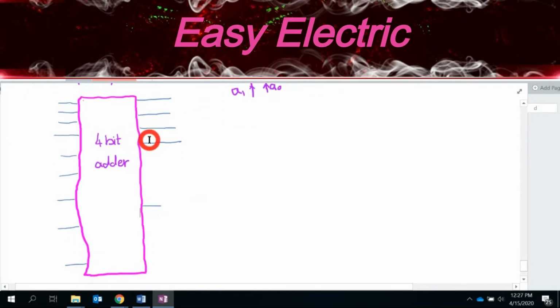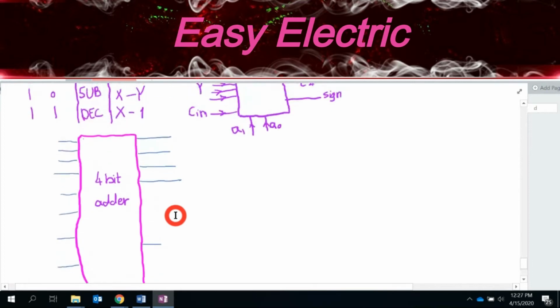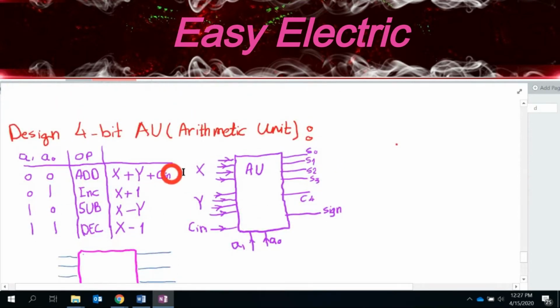So review what we want to do. We have just one 4-bit adder, which is able to add two 4-bit numbers. This is X, this is Y, and the input carry. It gives the number as 4 output bits, and if you have a carry, it comes out here. But what we want to design is an arithmetic unit which is able to do these 4 different functions. Whenever we give A0, A1 as 0, 0, it adds X plus Y plus the carry. Whenever this is 0, 1, it gives us X plus 1. Whenever this is 1, 0, it gives us X minus Y. Whenever that's 1, 1, it gives us X minus 1.